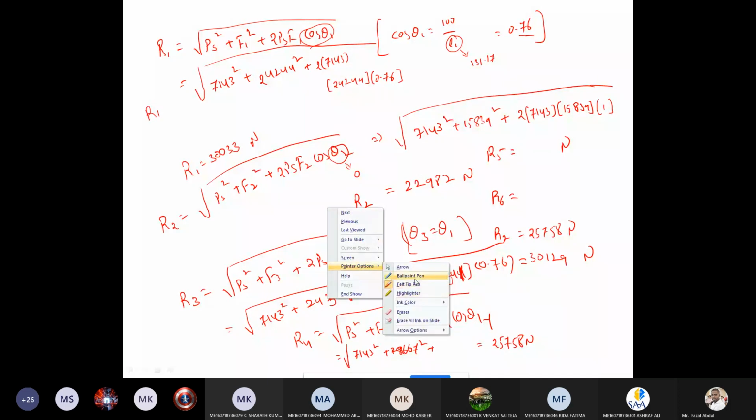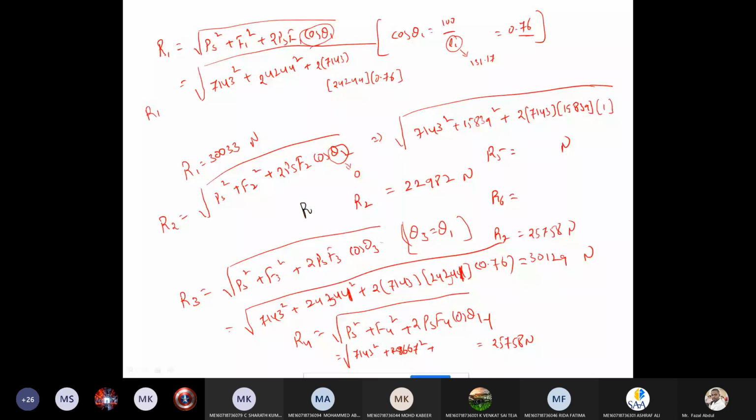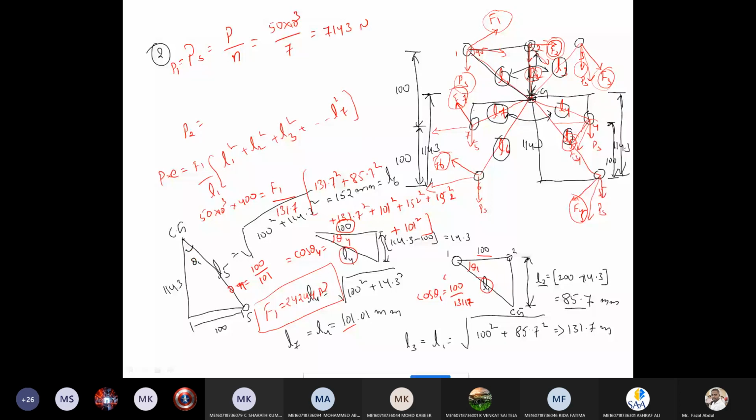R5 is PS square plus F5 square plus 2PS F5 cos theta phi. Cos theta phi how much? Theta 5. This is the theta 5. So cos theta phi.